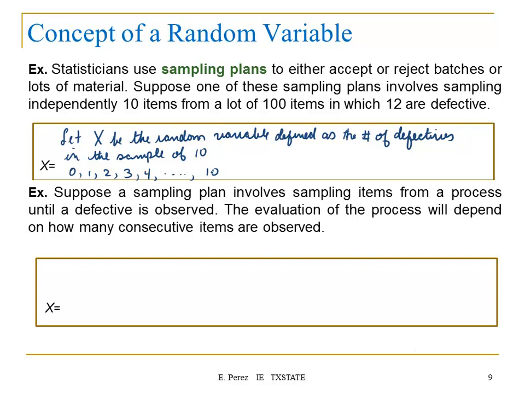Okay, another example. Suppose a sampling plan involves sampling items from a process until a defective is observed.